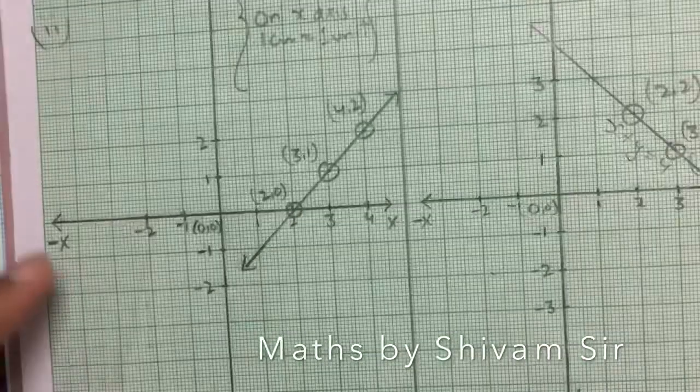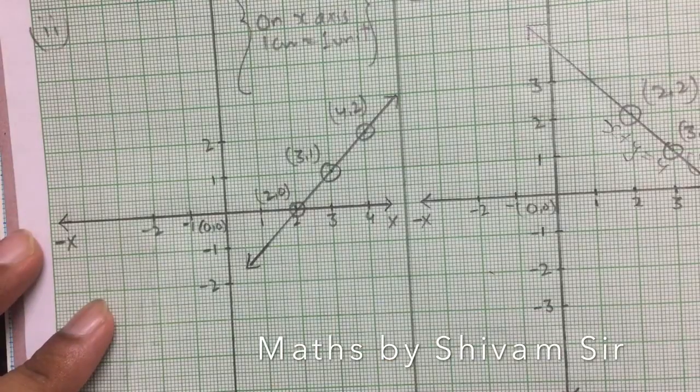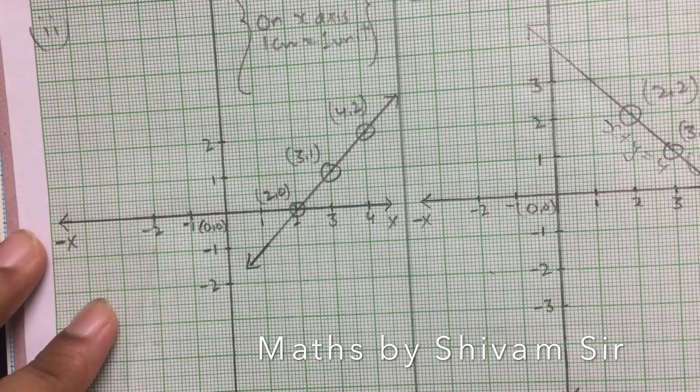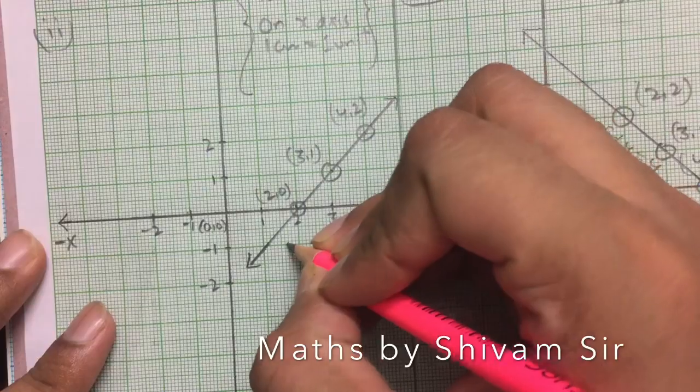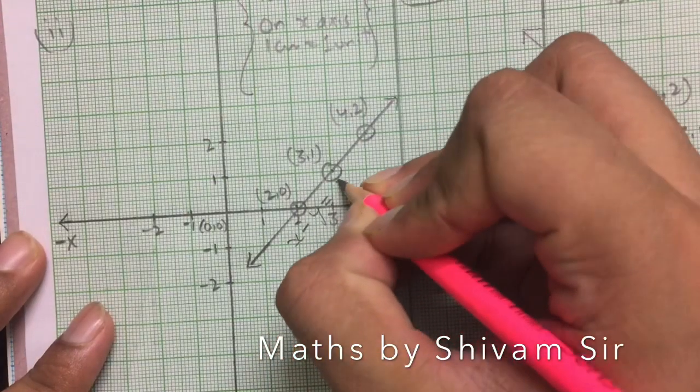So here, this is the straight line. The equation we have to write down here is x minus y is equal to 2.